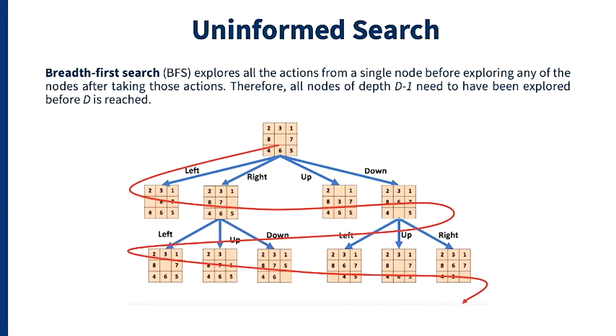The first algorithm we are seeing is breadth first search, or BFS. This method is very simple. It explores all actions available from a node before going deeper into the tree. So, in this case, we will only reach the tree depth D once we've visited all nodes in depth D-1. In this figure, nodes will be explored in the order of the red arrow.